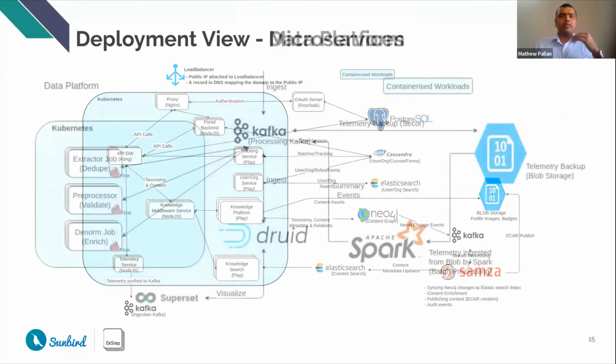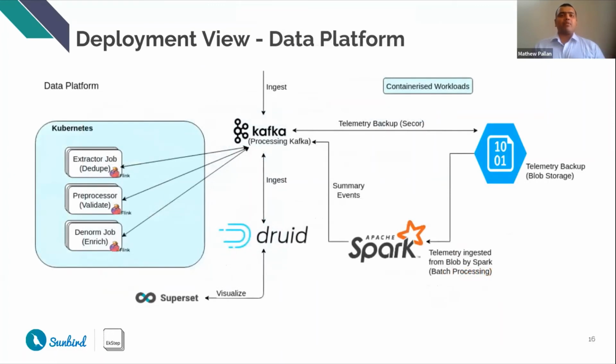And this is the deployment view of the data platform that we saw earlier. So again, the data pipeline jobs are also run as Kubernetes pods. They are all Flink jobs, where these jobs run as pods in a kube cluster and are scalable easily. It also helps manage them easier.